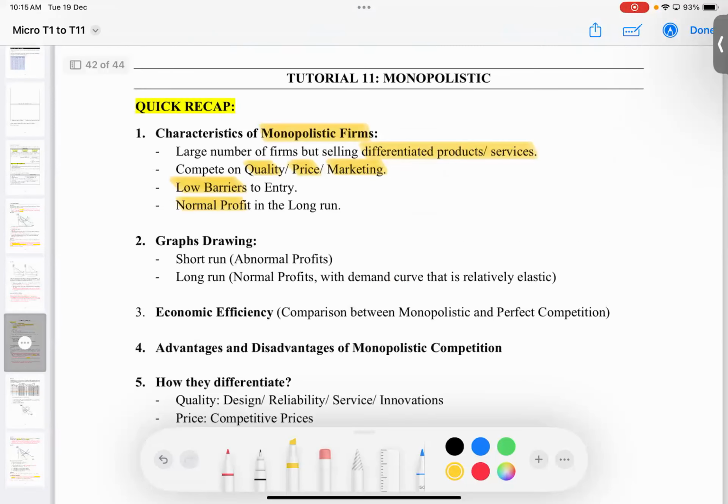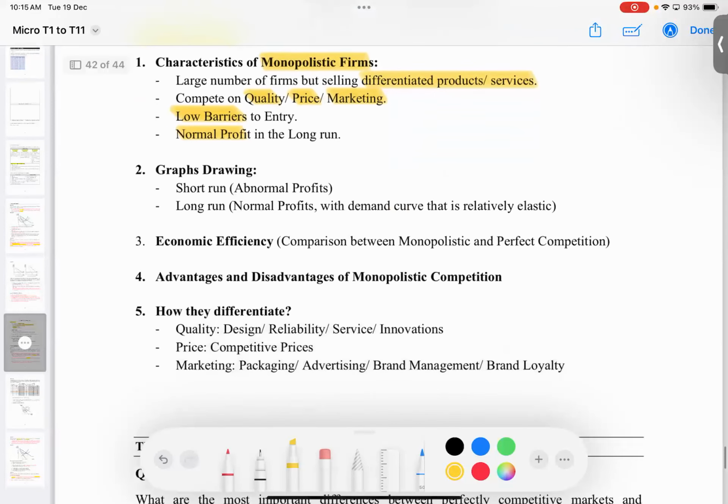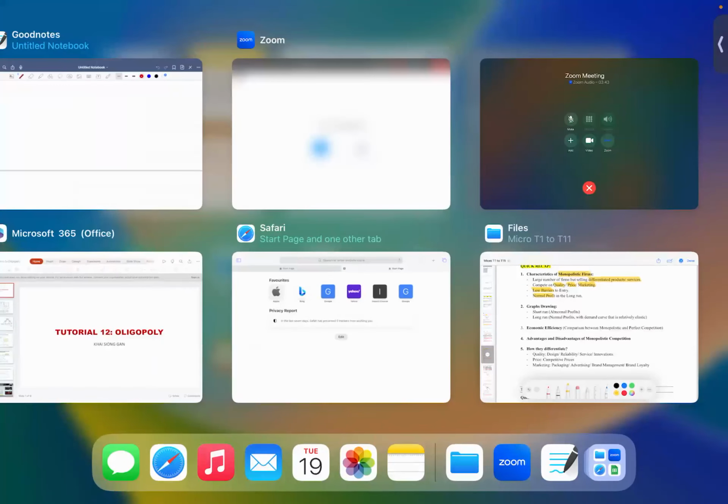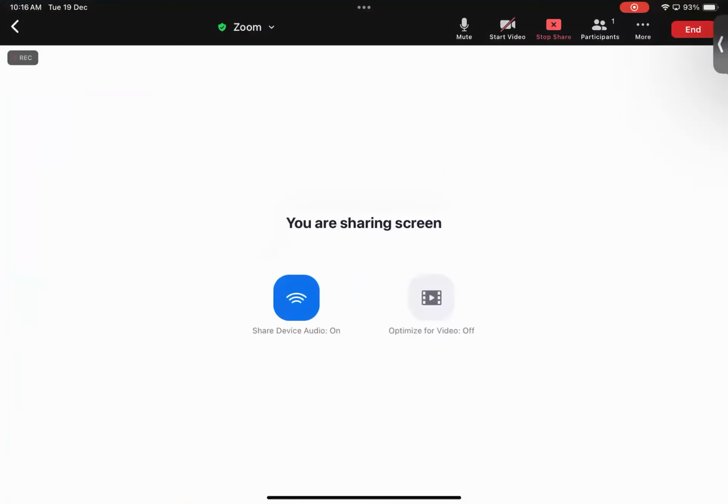What's next is we are going to show the graph of the monopolistic firm in the short run and in the long run. So same thing, let's have a look into the diagram.